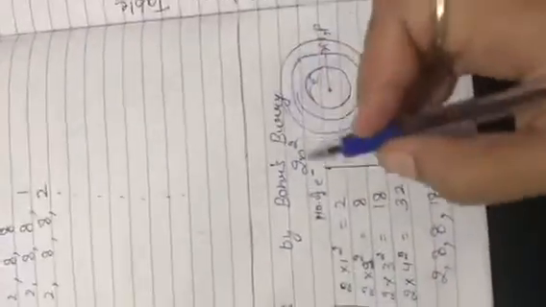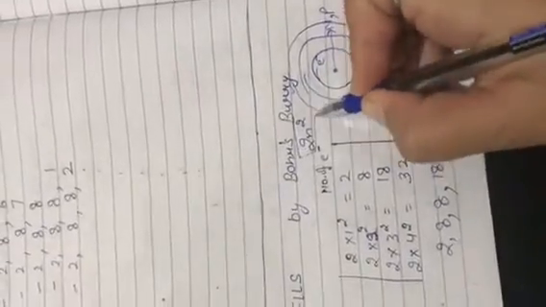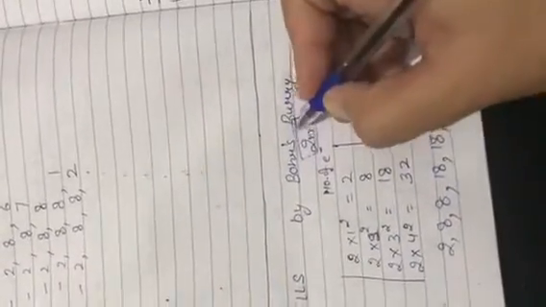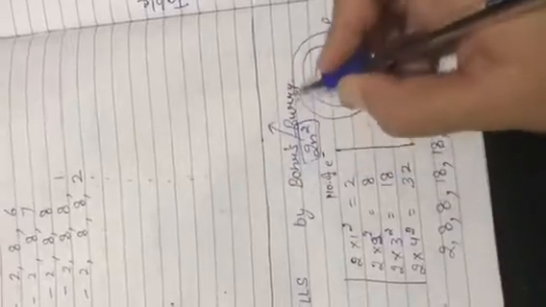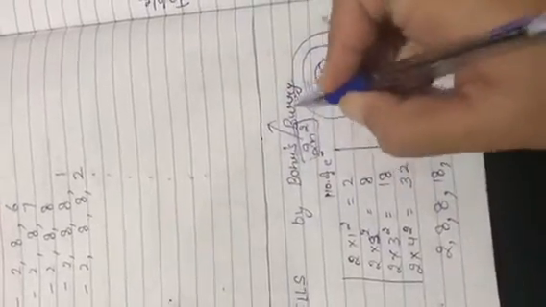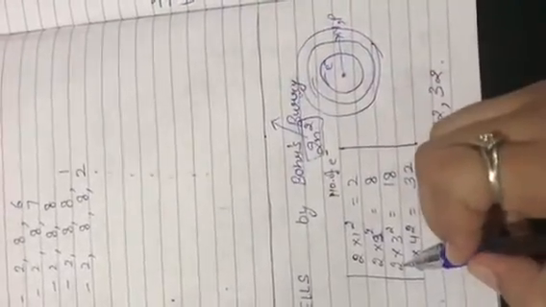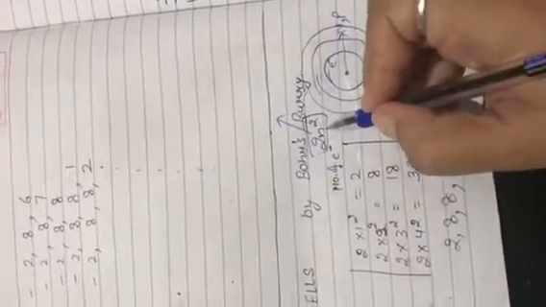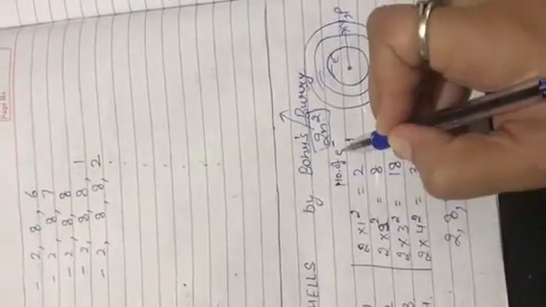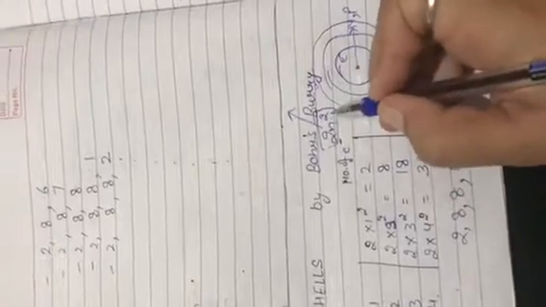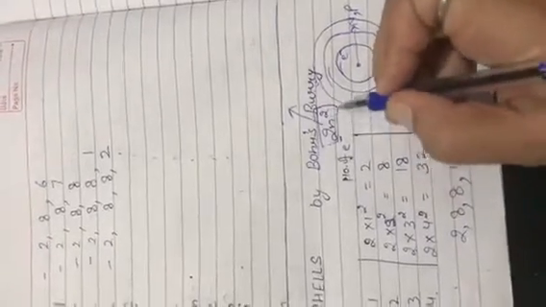So you have to do one thing only. First of all, just memorize this rule, which is given by Bohr-Bury. This rule is for shells: how we can learn the number of electrons in one shell, how many electrons remain in one shell.